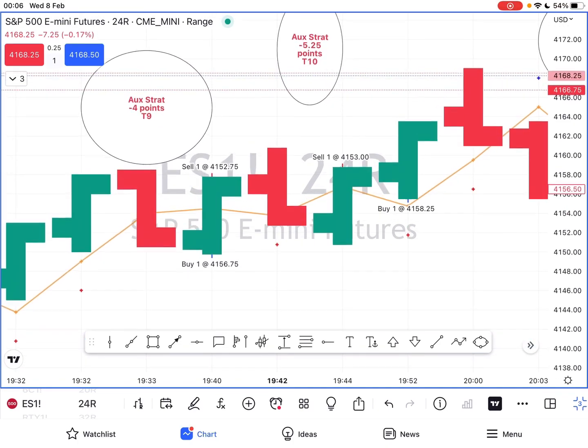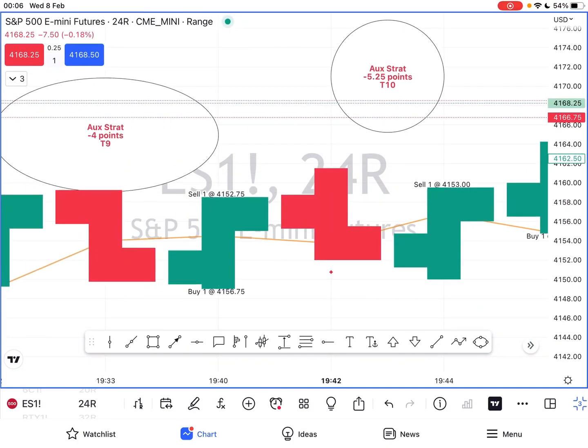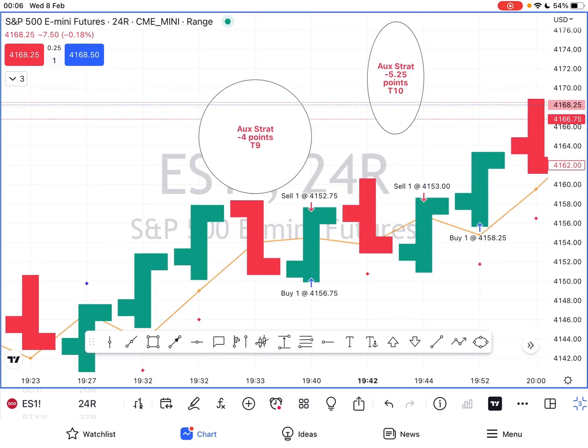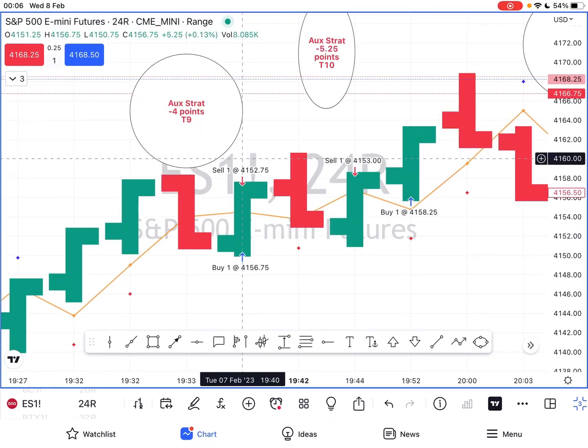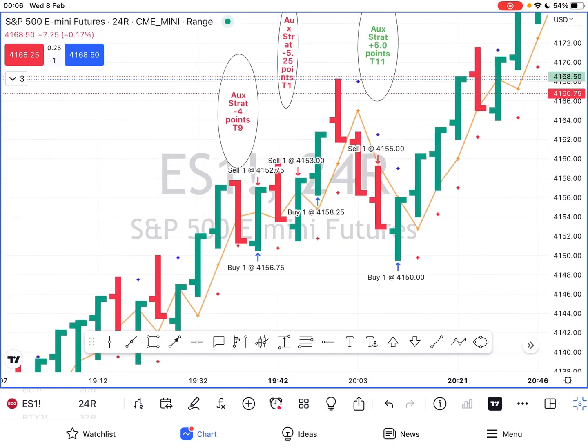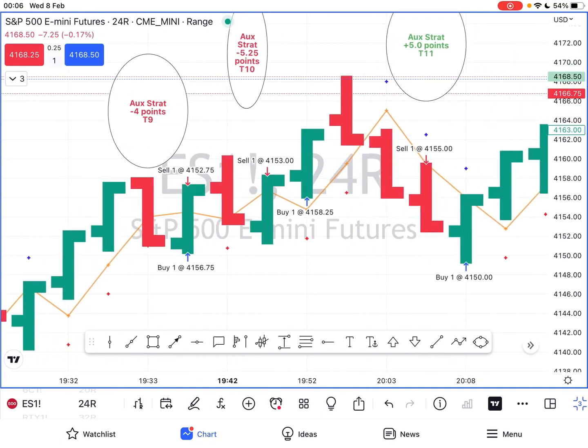That's a bit too much. Let's go. So we went short in this area. We were looking for a short to come into this area. It was an area of interest. The market turned around, hit our stop.